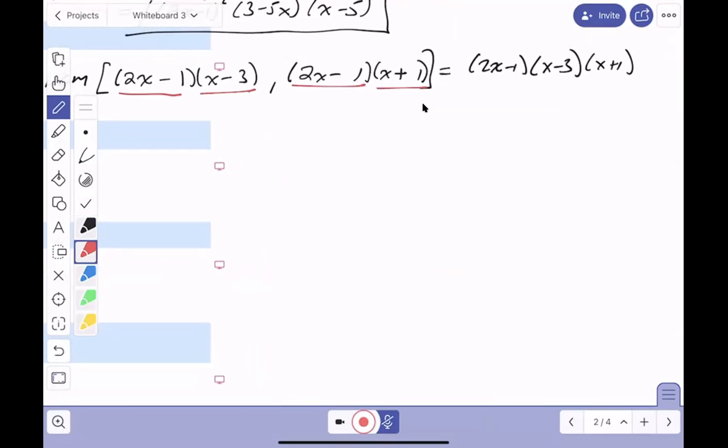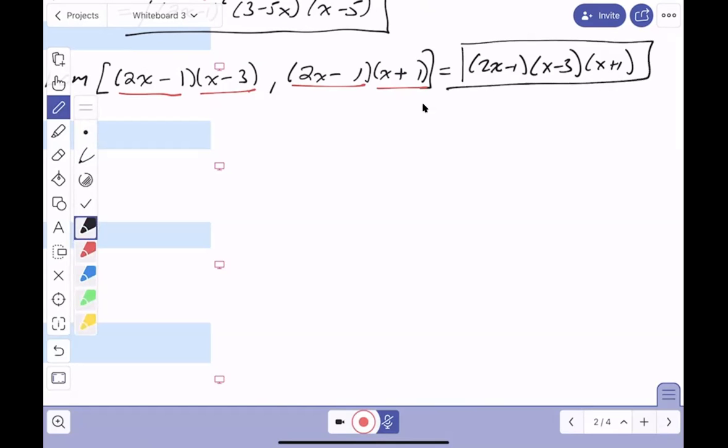All right, let's discuss this one at a time. What's the maximum number of times I see the factor 2x minus 1 in any one of these factorizations? Well, at most once in any one of those factorizations. How about x minus 3? Once in any one of those factorizations. How about x plus 1? It's at most once in any of those factorizations. So I've got my LCM. I put a box on it, and I'm going to check it.